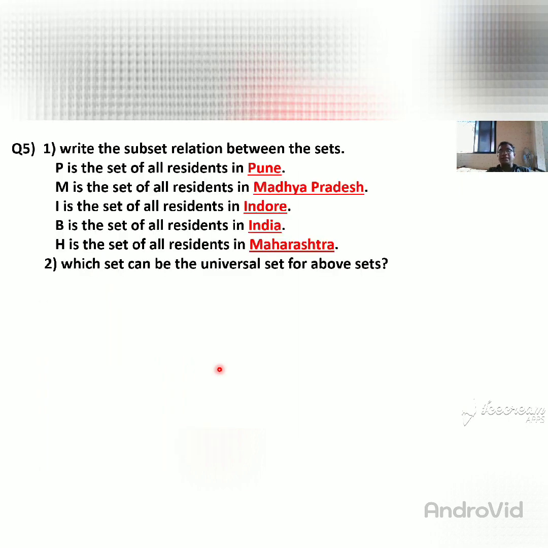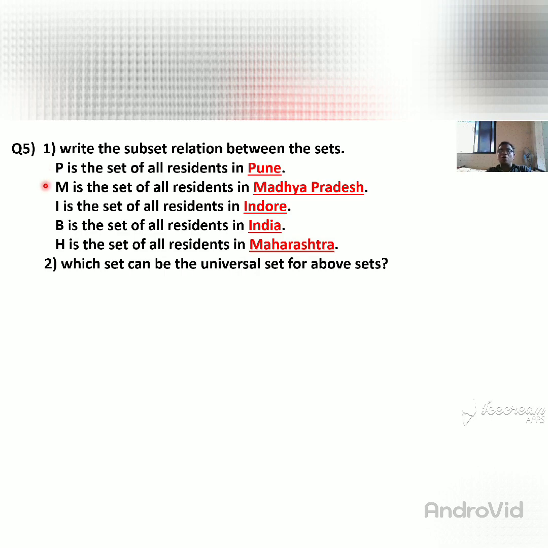Then we can see the next problem. This is question number 5. Write the subset relation between the sets. So what do you want to write? A relation of subset. See, P is the set of all residents in Pune.